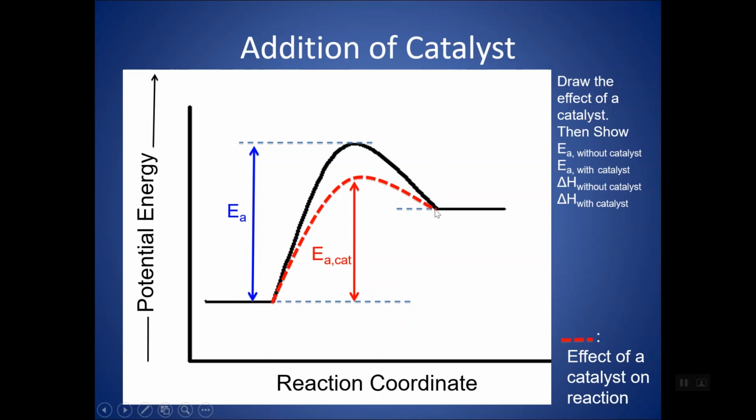And if I look at my delta H with or without the catalyst, products minus reactants is my delta H, and it still remains the same. So the delta H overall is unaffected. It is still an endothermic reaction. Overall, my energy is going up, and I should get the exact same value and sign of delta H, whether with or without the catalyst, because my overall reaction is the same.